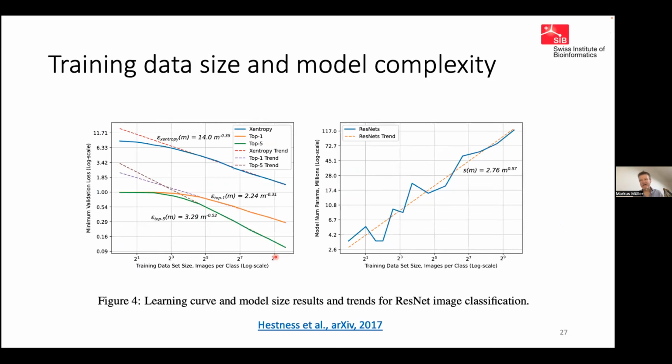There are investigations. Of course, there's a relationship between the amount of training data you have and some sort of optimal number of layers. For example, this one was done for the ResNet, which is also a winner of this competition. So you can change the number of layers it has. And you see that there's a clear relationship between the training data size and the number of parameters in this ResNet architecture.